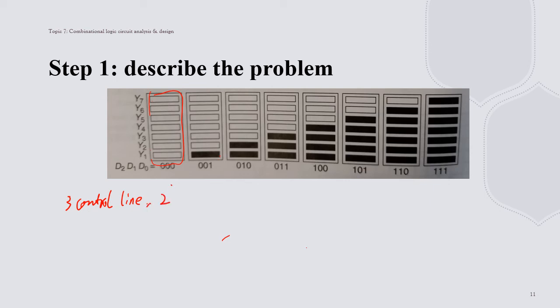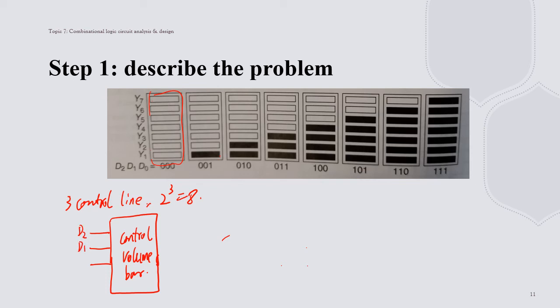Because 2 to the power of 3 equal to 8, right? So now we have the idea. How many inputs for this volume control? Volume bar control. So we have 3 inputs. Here we name them D2, D1, and D0.